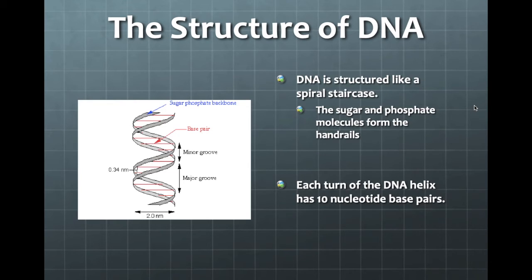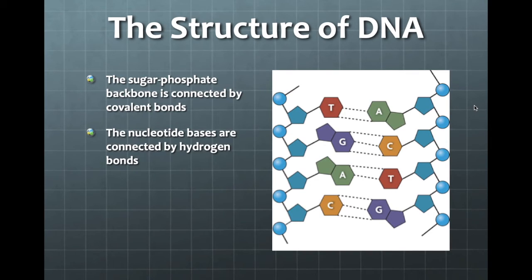Now, DNA is structured like a spiral staircase. The sugar and phosphate molecules form the handrails, or the backbone, and each turn of the DNA helix has 10 nucleotide base pairs. The sugar-phosphate backbone is connected by covalent bonds, and the nucleotide bases are connected by hydrogen bonds. The biggest thing about hydrogen bonds is that they're very easy to break, with DNA helicase, which we'll talk about on Thursday when we talk about transcription and translation.